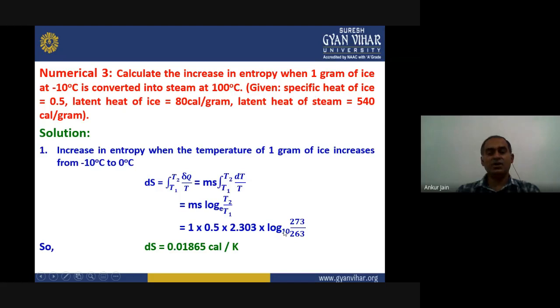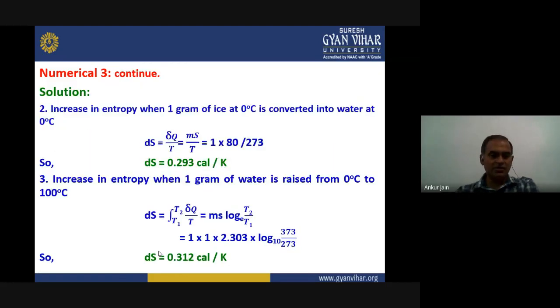It will become log base 10 of T2, which is 273, because it is going from minus 10 to 0 degree. So 0 degree is 273 Kelvin, whereas T1 is 273 minus 10, that will become 263. When we solve this expression, it gives the entropy change ds equals 0.01865 calorie per Kelvin.